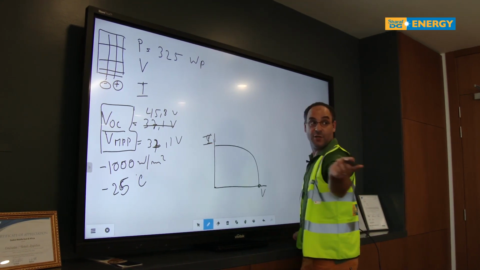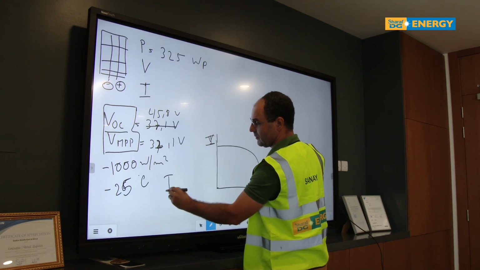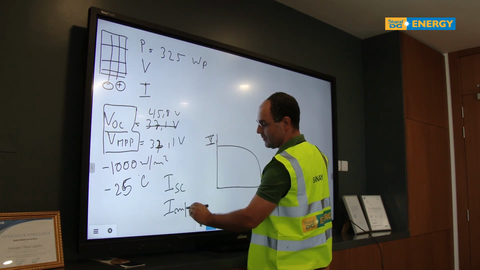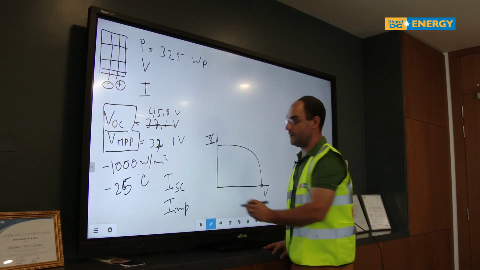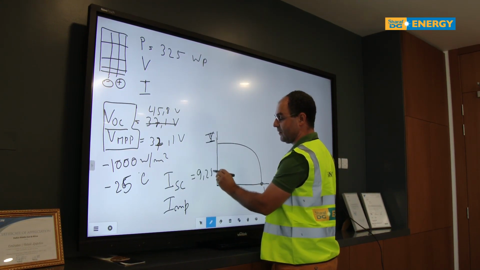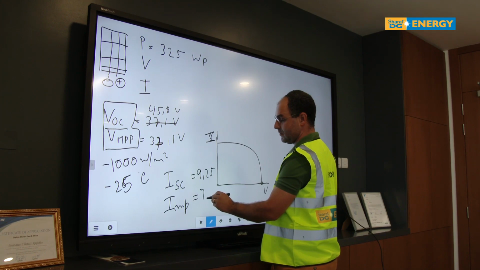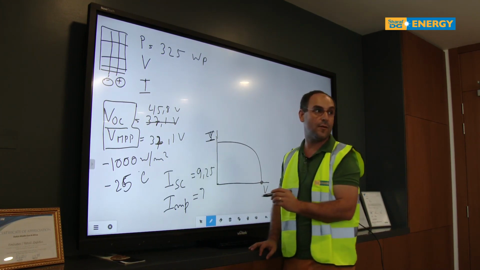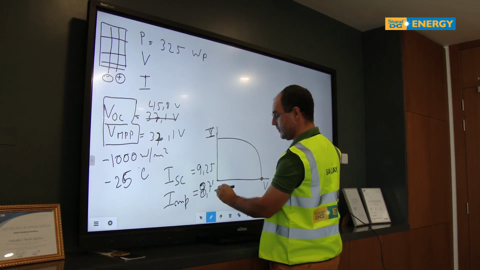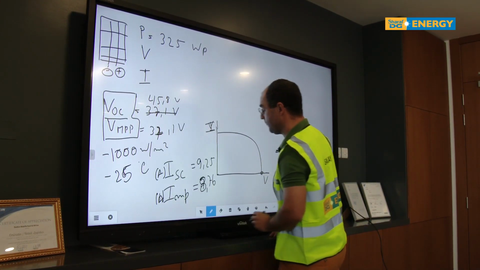Now you can tell me also, Opalam, can you tell me also the ISC conditions? I will write here short circuit current conditions and IMP. 9.25. That's the short circuit current? Yeah. 9.25. And the IMP? 8.76. Okay, and this is amps. We are talking current now. Yes. Okay, so what is happening?